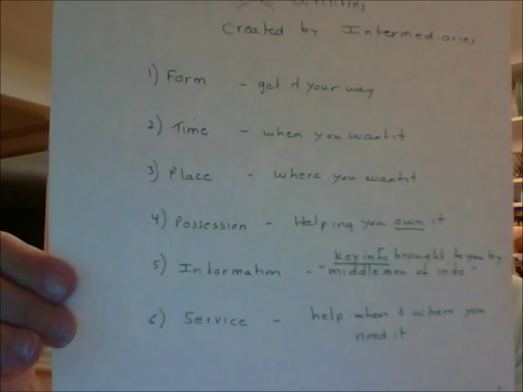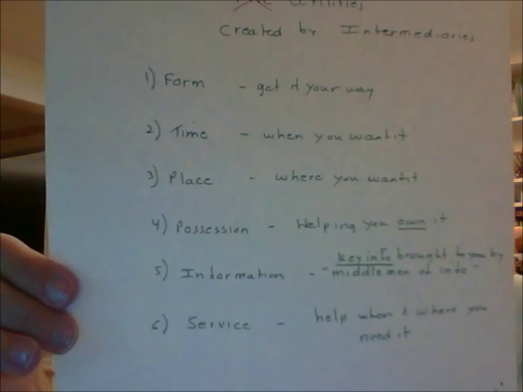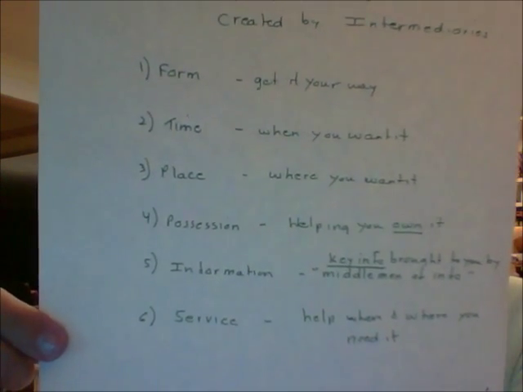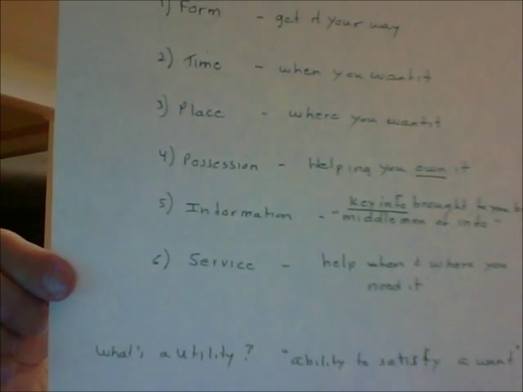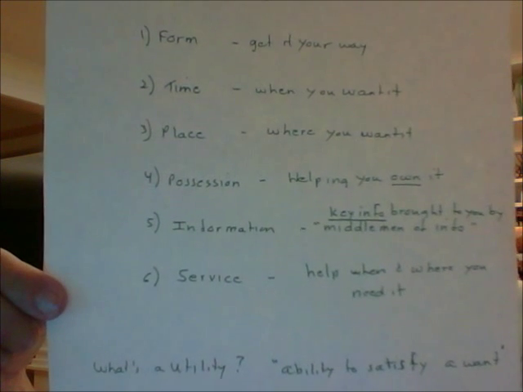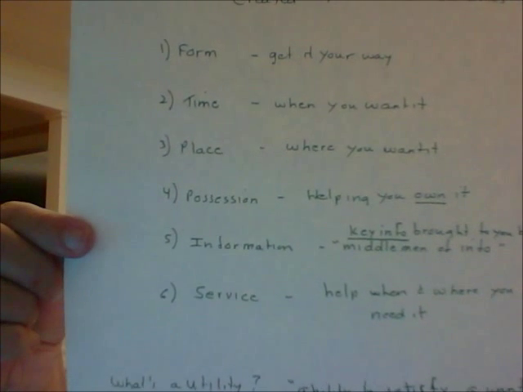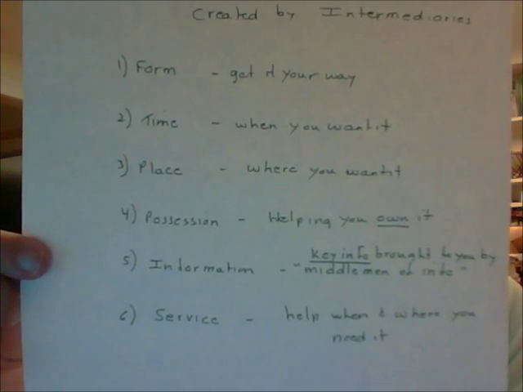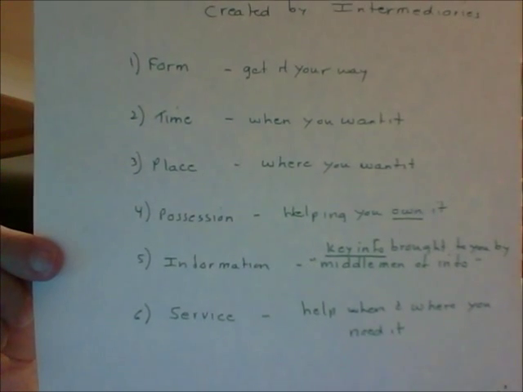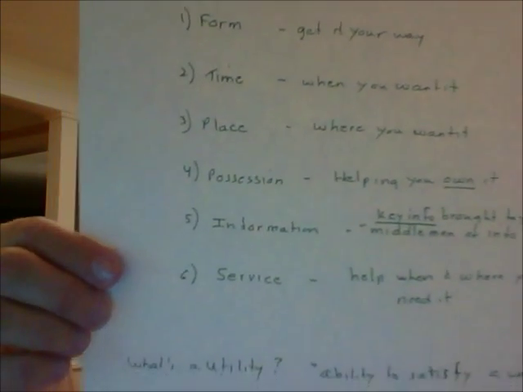Information, giving you key information brought to you by the information intermediaries like newspapers, librarians, consumer products magazines, and reviewers, that sort of thing. And then finally, service, which is help when and where you need it. So that's your helplines on the internet, or your helpful people in the store, or your Apple geniuses. Possession is the only one that's not clear, and that's helping you own it. That would be banks, who give you mortgages, and real estate agents who help you with getting mortgages and help you buy a house. Okay?